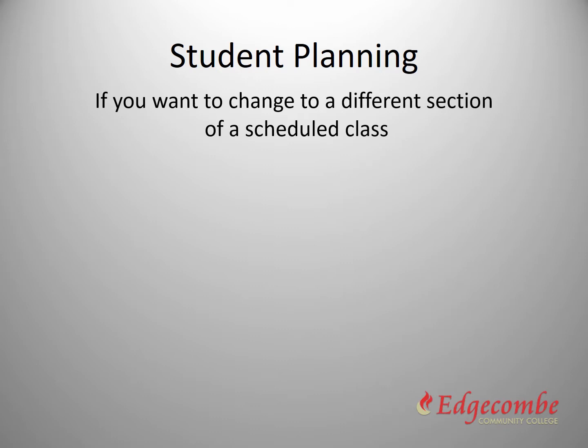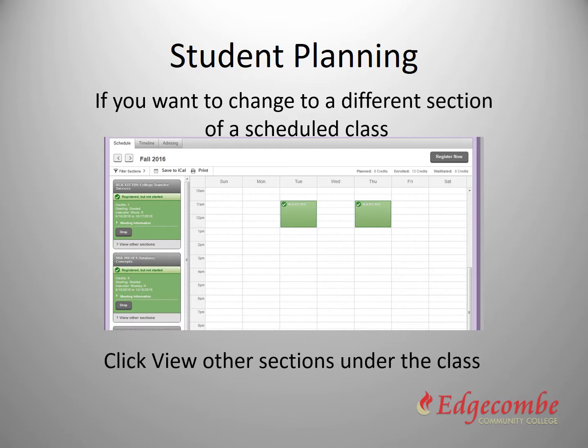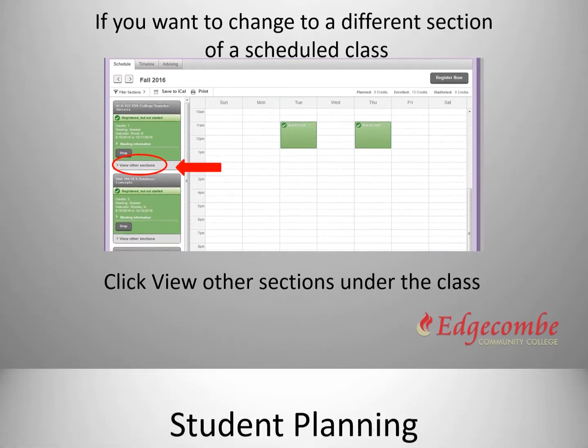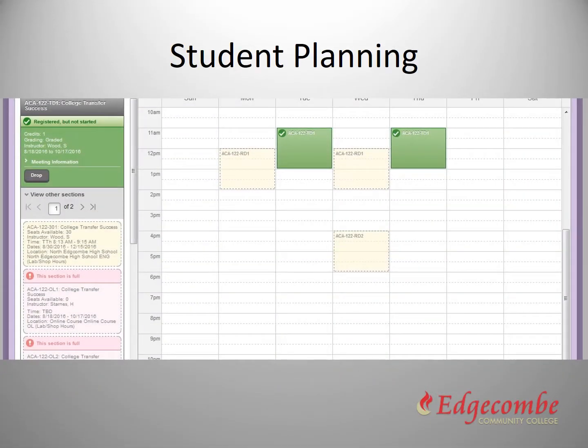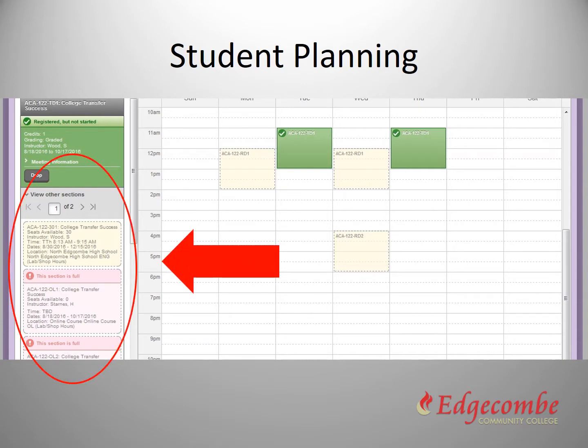If you want to change to a different section of a scheduled class, you would need to click the View Other Sections box underneath the class that is scheduled. This will bring up a list of available sections underneath the current scheduled section. Note that full sections will be listed in pink. You will not be able to register for full sections even though you can plan for them.